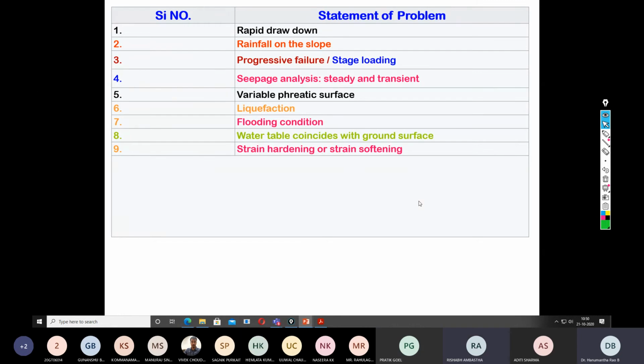Sir, in most of the Bishop Morgenstern method, that D which we were using, is that the same as Taylor's depth factor? Yes, same as the depth factor. That is depth of hard stratum divided by height of soil. Yes.